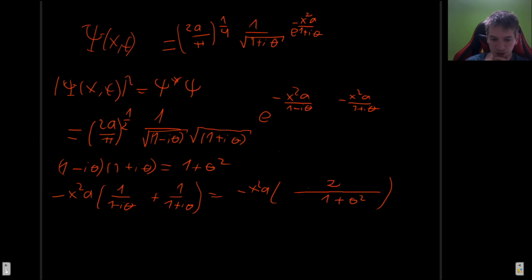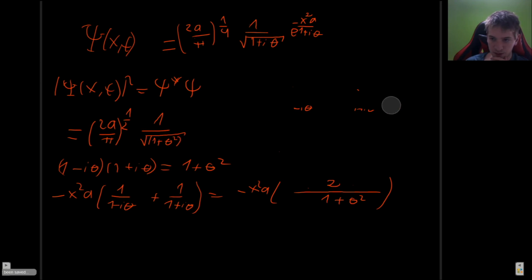So now we can put all of this into this expression right here. We get this part times 1 divided by the square root of 1 plus theta squared. And then we have the exponential here. As we also saw, it's just e to the minus 2a x squared divided by 1 plus theta squared. Okay, so this is the expression for this probability density.